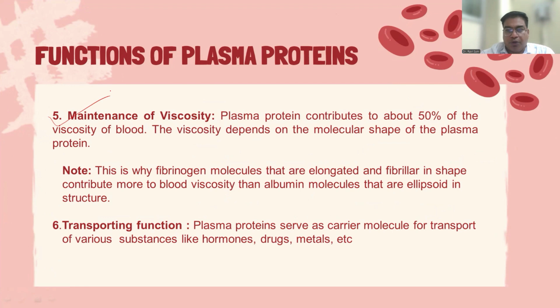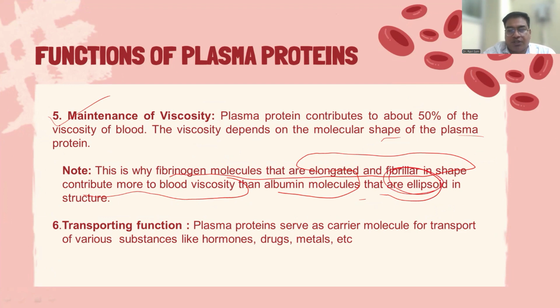The viscosity depends on the molecular shape of the plasma proteins. Fibrinogen proteins are fibrillar or elongated in shape. They contribute more to the blood viscosity than albumin molecules because they are ellipsoid in structure. Transporting functions of plasma proteins: they serve as a carrier molecule for transport of various substances like hormones, drugs, and metals.